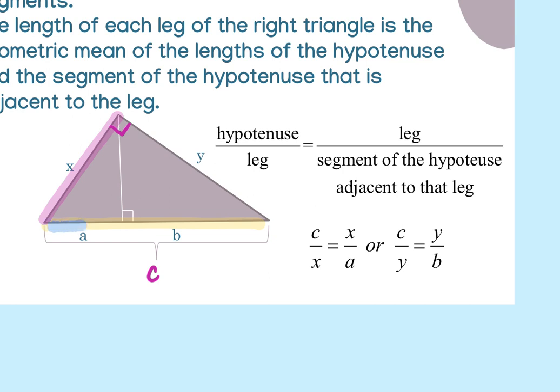So we said these 2 segments are formed when the altitude hits. And for this scenario, I want to pick this segment that is next to, because that's what adjacent means, the X. And that's why you would choose A. So C over X would equal X over A. Hypotenuse over leg equals leg over segment of hypotenuse adjacent to the leg, which you will see as segment of hypotenuse adjacent to leg. I will never write that whole thing all the way out again. You call it what you want, but we just use the acronym.